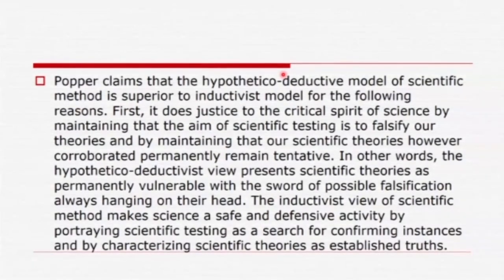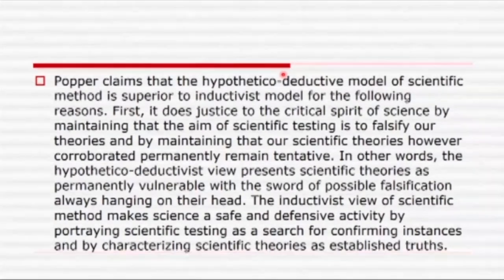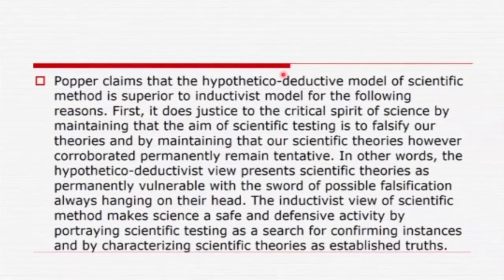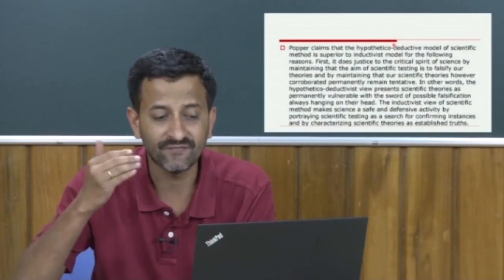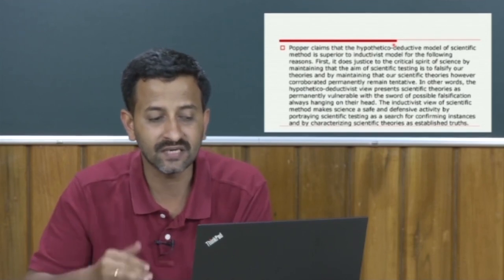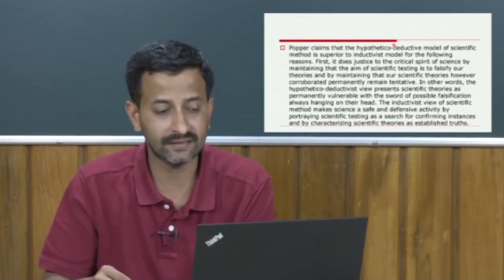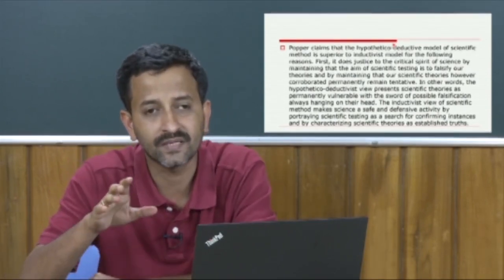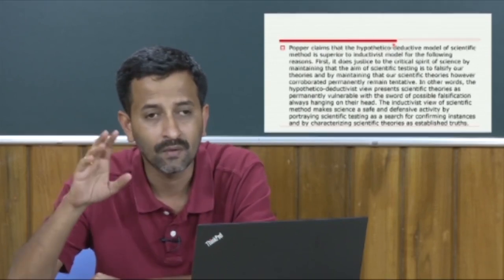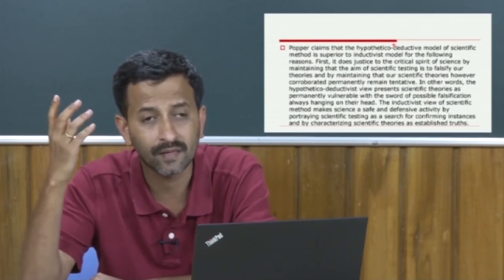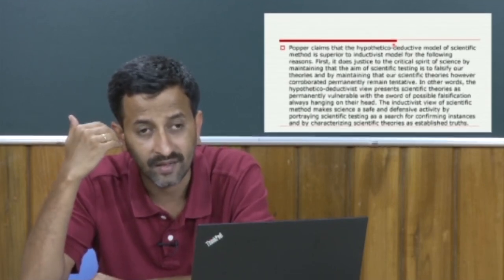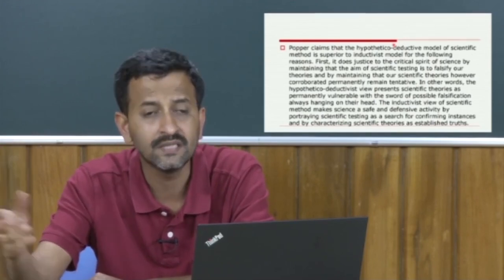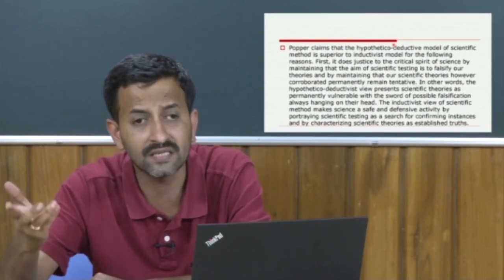Our hypotheses, the conclusions that we make, remain permanently tentative, that is why they are subject to corroboration. Okay? The inductivist view of scientific method makes it a safe and defensive activity by portraying scientific testing as a search for confirming instances, and by characterizing scientific theories as established truths. Whereas Popper was trying to keep his hypotheses, his conclusions, quite open. I mean, they may be rejected. Even if they are corroborated under certain limiting conditions, there is a possibility of their rejection in the future under certain other limiting conditions. Okay?